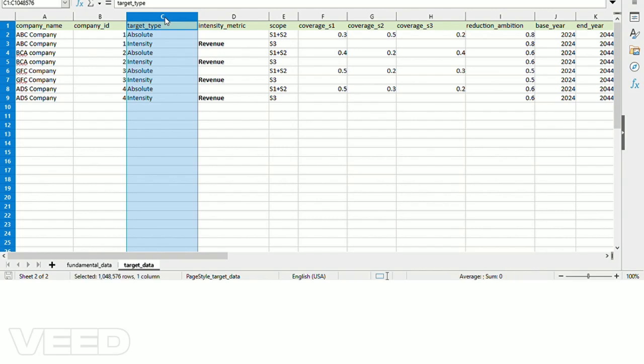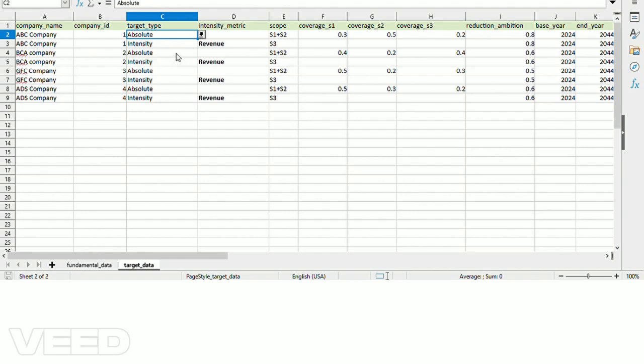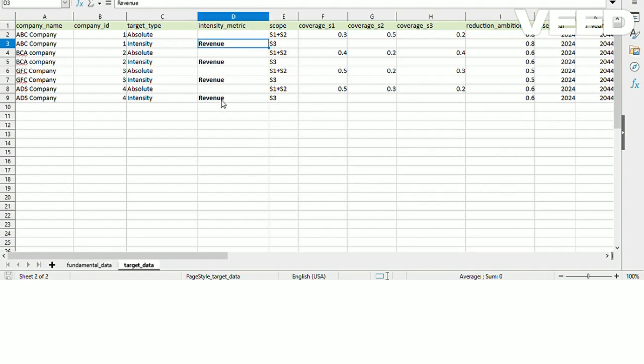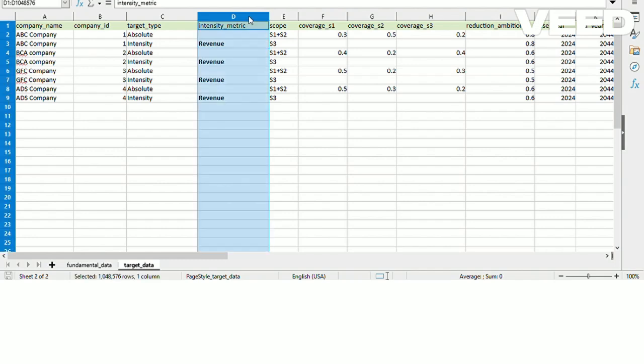or intensity-based. Absolute targets indicate a fixed reduction in total emissions over time, irrespective of production levels. Intensity targets measure emissions relative to an economic or physical metric, e.g., per unit of revenue, per ton of product produced. If you select absolute, leave the intensity metric blank. Intensity metric. If the target is intensity-based, you must specify the metric used. Typically, for financial institutions, the intensity metric should be revenue-based, e.g., emissions per unit of revenue. This ensures comparability and allows aggregation across multiple sectors.